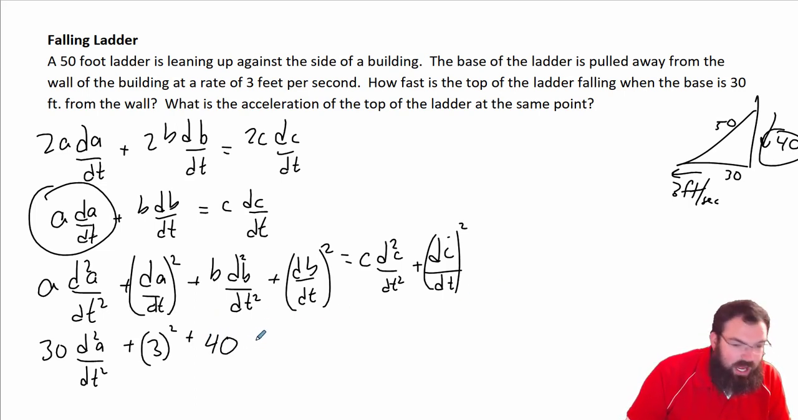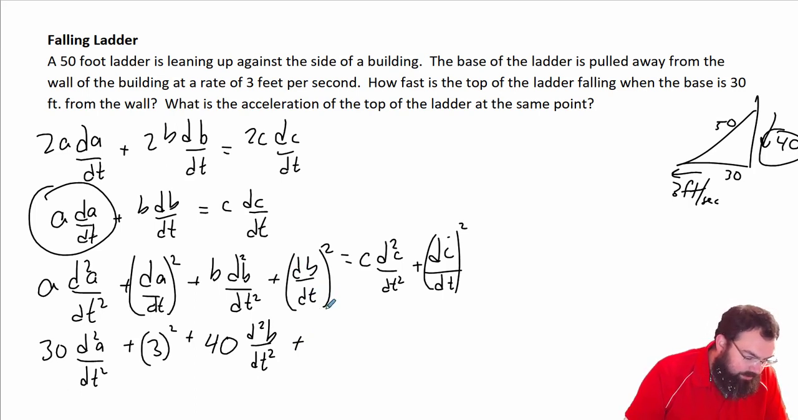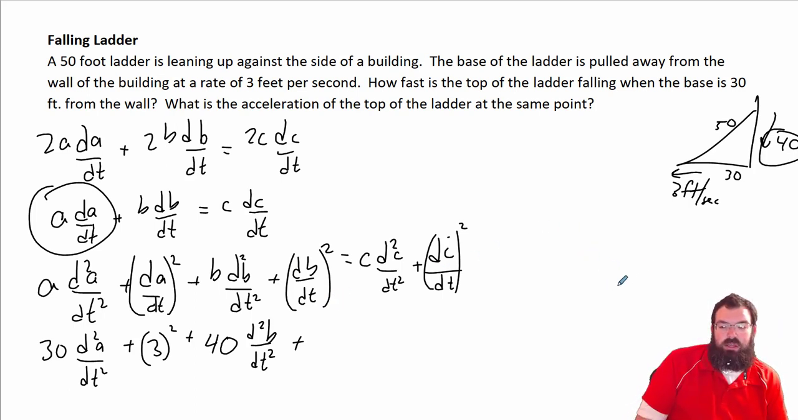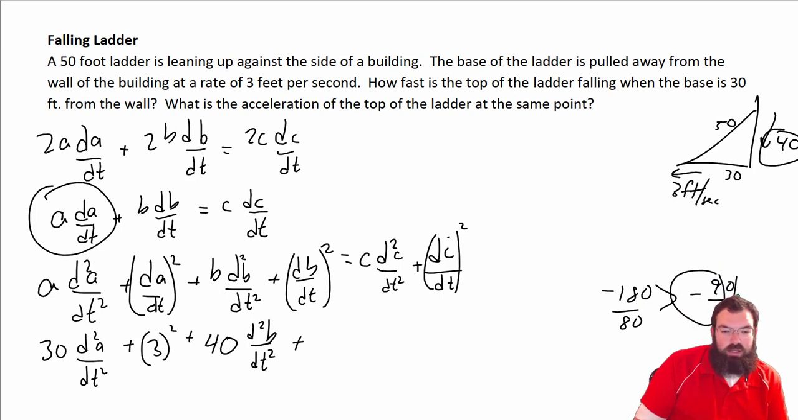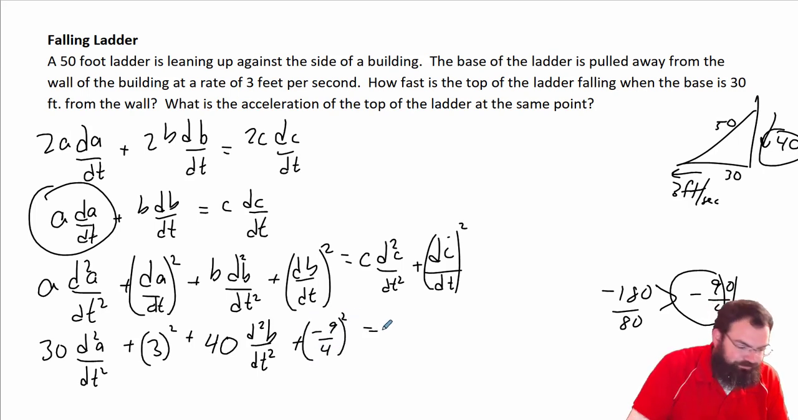40 times d squared b over dt squared, we don't know what that value is, plus, we do know what db over dt was, that was negative 9/4. Oh yeah, I was supposed to reduce the negative 180 over 80, sorry, that's negative 9/4, it's negative 90 over 40, and then cut those, and then negative 9/4, right? And so that's negative 9/4 squared, that's cool.